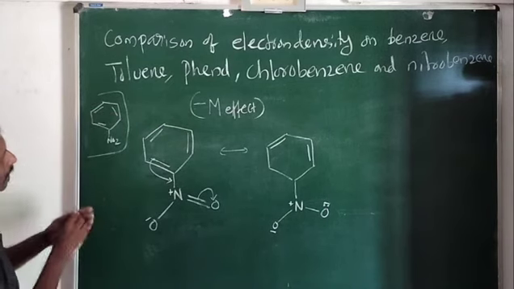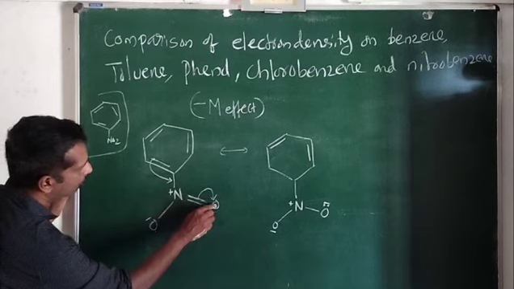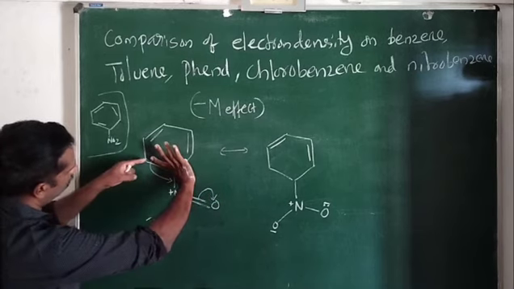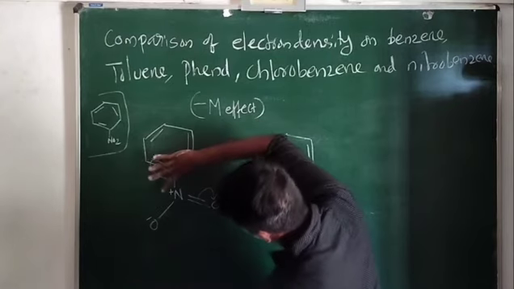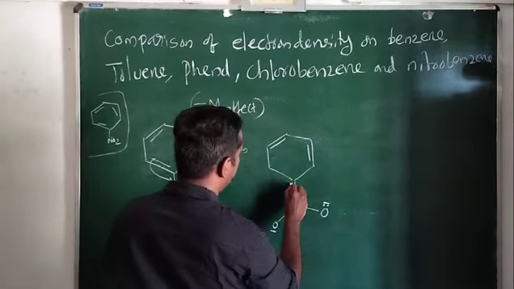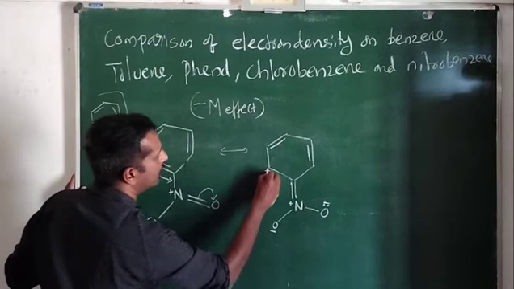At the same time, what will happen? This pi electron will be shifted to oxygen. At that time this bond breaks from this carbon, and it will come here. So here it will become a double bond. Since the bond is breaking from this carbon, it is getting a positive charge.